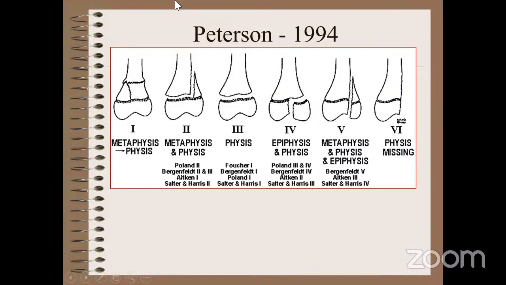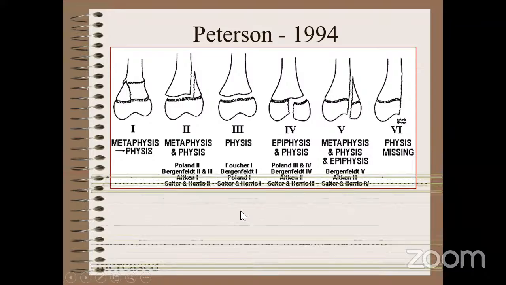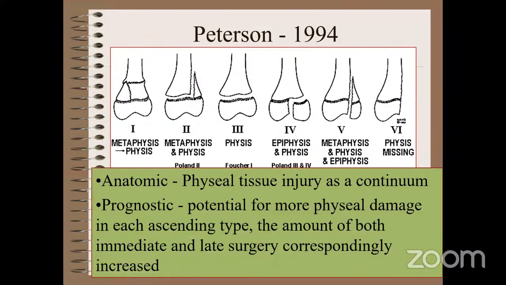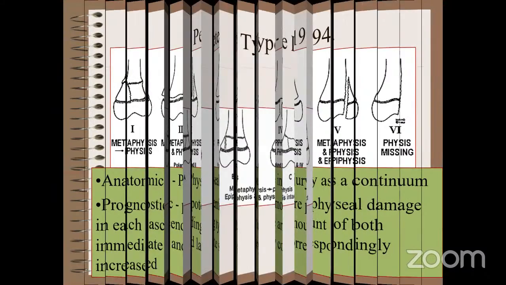So what he said was, from the metaphysis, complex fracture, simpler, then transphyseal, then intraarticular, then going across both, and then last is missing. So he said that in continuity, the anatomic classification, it's a physeal injury in continuum, and potential for growth arrest increases from type 1 to type 6. Okay, and that is why the complication rate is highest in type 6. Peterson classification is the latest, but only rarely do we use it. We still follow most of the time Salter and Harris.